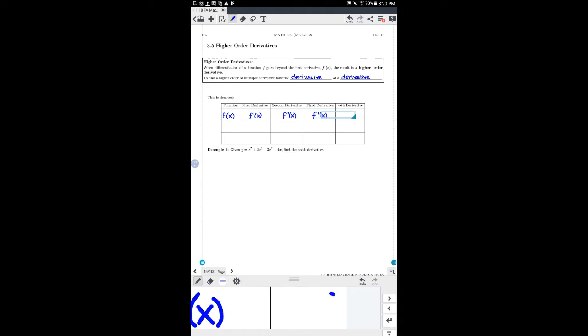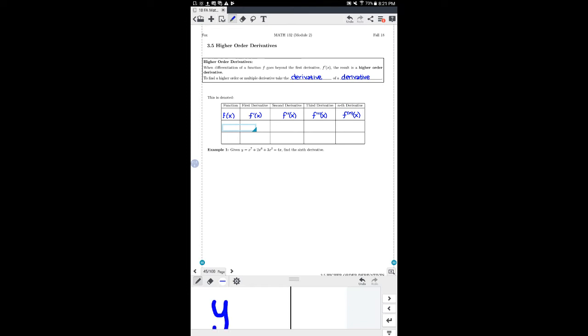Anything beyond the third derivative, if you want an nth derivative, you would just do f with a superscript n up there. So if you did f and you have a superscript 9 and then an x, you want to know that means the 9th derivative, which is crazy. We probably would never go that high.